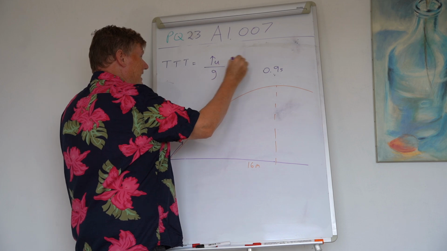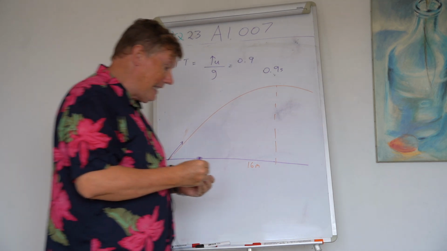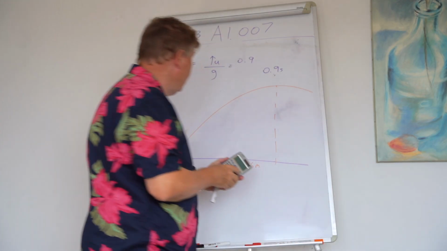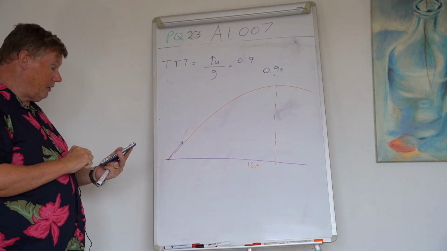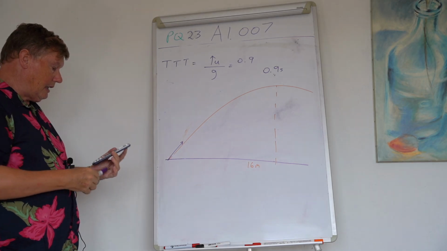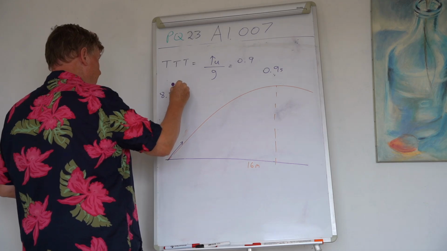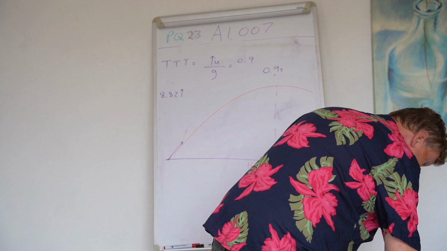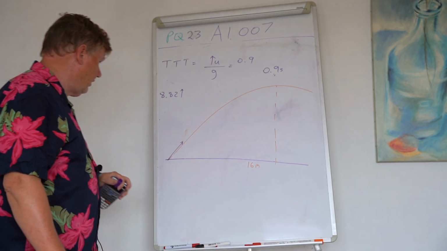And we know that equals 0.9 seconds because we are told. So if we take 0.9 and multiply by g, it should tell us what the initial vertical component was. We're going to use 9.8 here. So 8.82, the vertical component. Its initial speed, that's an interesting one.